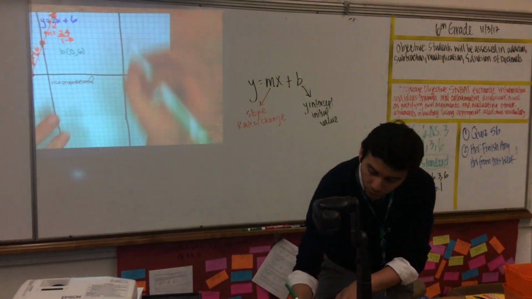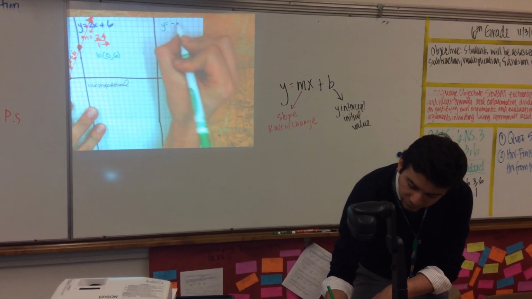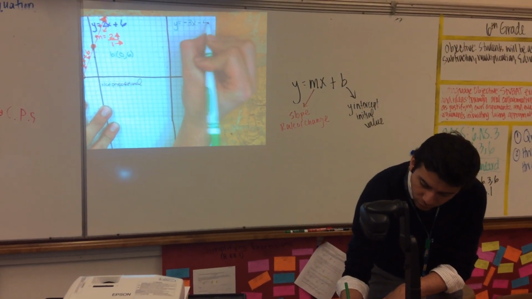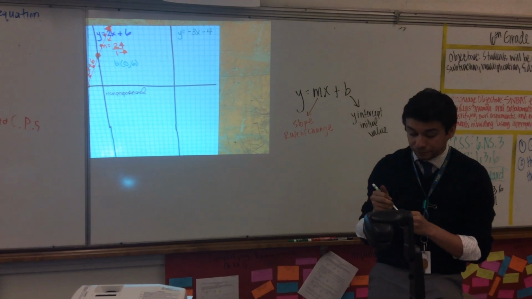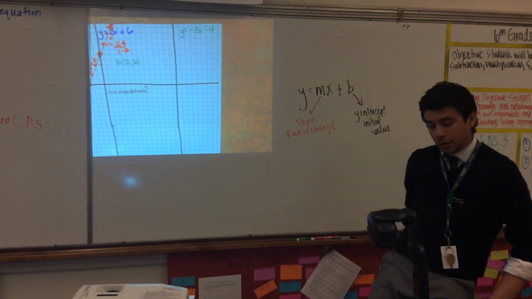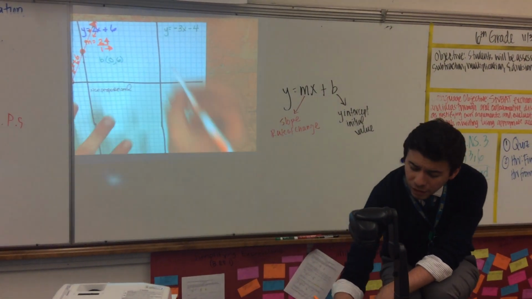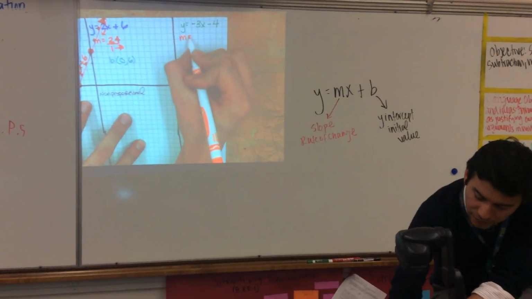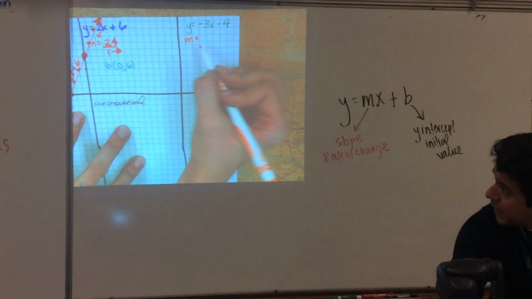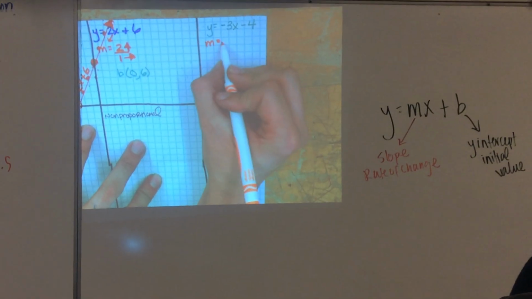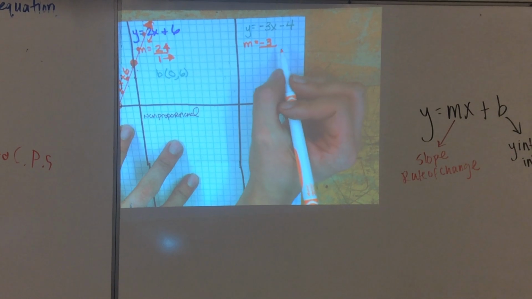Let's do this one. Y equals negative 3x minus 4. Okay? Ooh, it's a negative slope. Scary. Don't be scared. They're all the same. Let's look for your m. Your m is the number in front of the x. So the number in front of the x is negative 3. So your rise is negative 3.